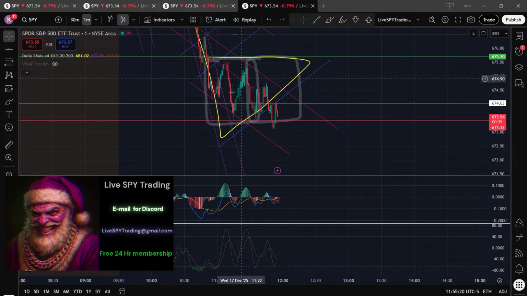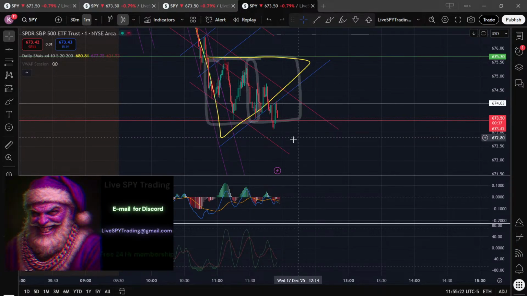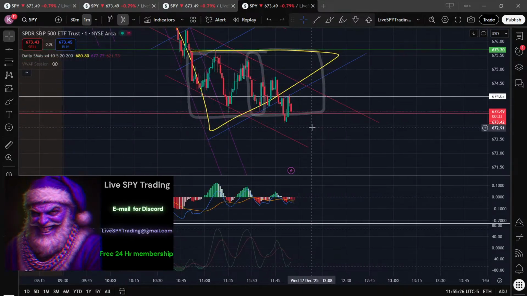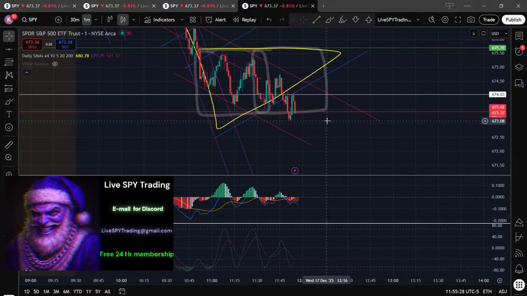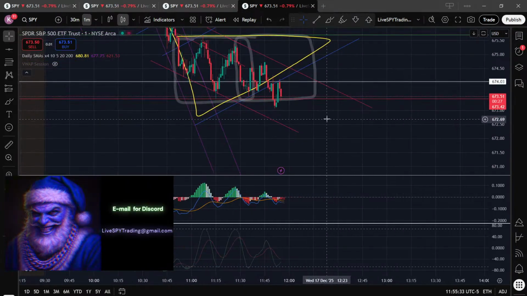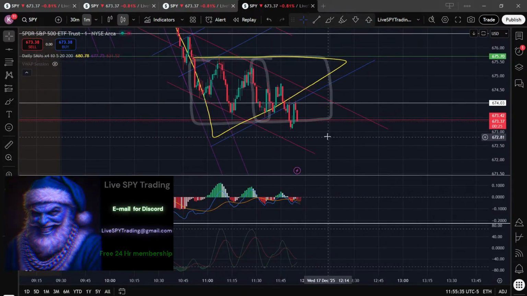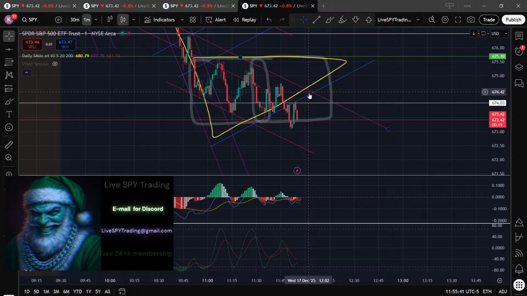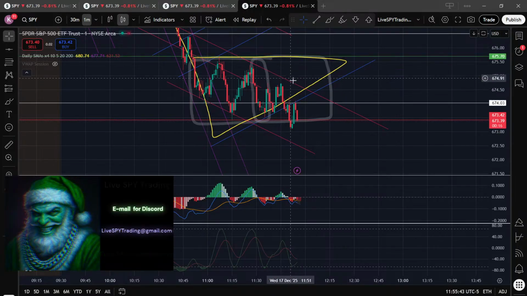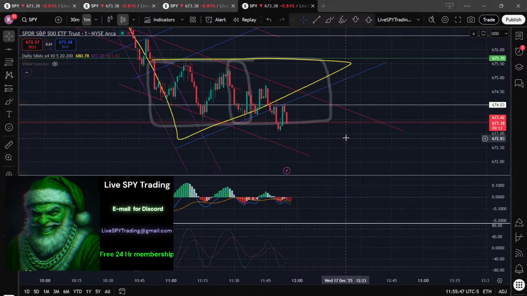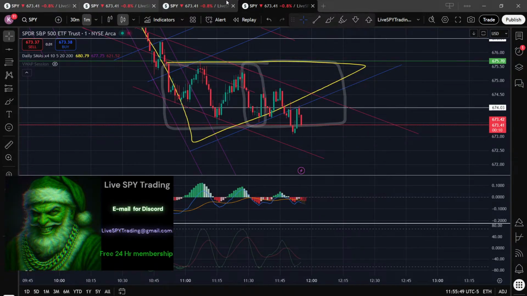There's a lot of diagonal liquidity built up in magenta. I'm waiting for this thing to break either below red or break this magenta, or magenta then green. I'm waiting for either one of those things, so we will see.